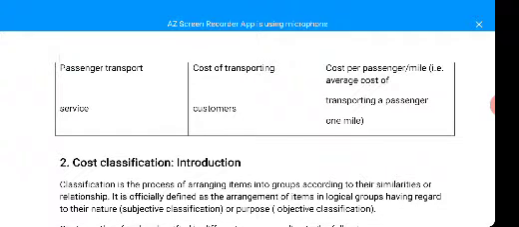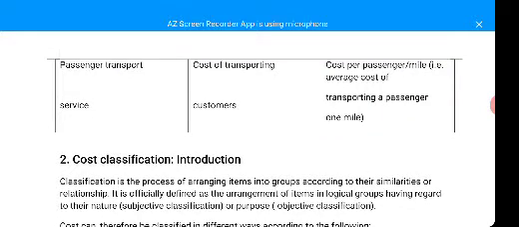Then passenger transport service, the cost of transporting customers. The cost unit is cost per passenger. So how much does a passenger pay in a mile? Cost per passenger per mile.